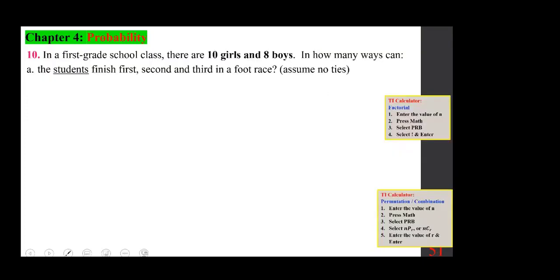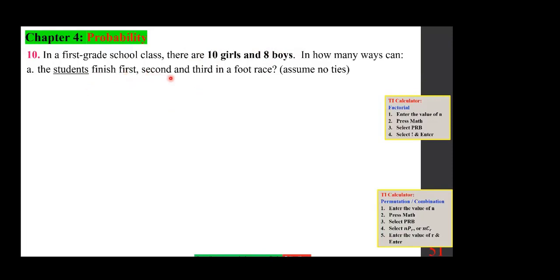In a first grade school class, there are 10 girls and 8 boys. In how many ways can the students finish first, second, and third in a foot race? Assume no ties. It's important to pay attention to whether order is important or not. In how many ways can the students, so generally speaking, we have how many? N is 10 plus 8, 18 students.